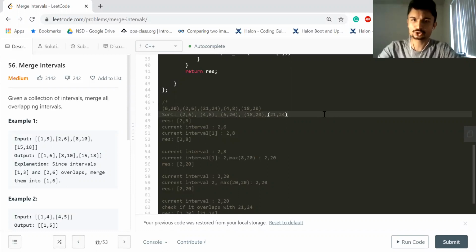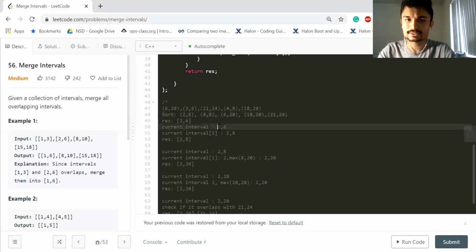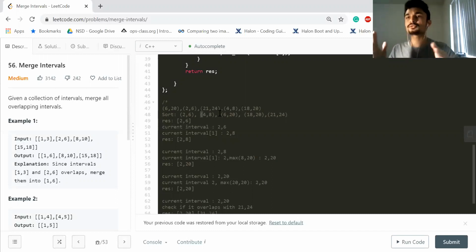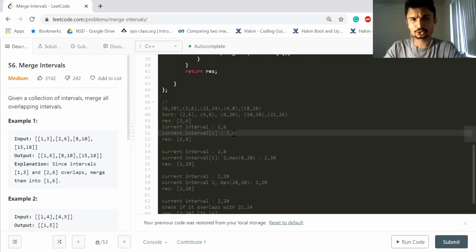What I do is I sort it. The first thing that I need to do, no matter what, is sorting by the start points. Once I do the sorting by the start points, I initialize my current interval to be the first interval, that is 2 comma 6. Then I see 4 comma 8. Then I move to the next iteration. I check my current interval, which is 2 comma 6, with 4 comma 8.